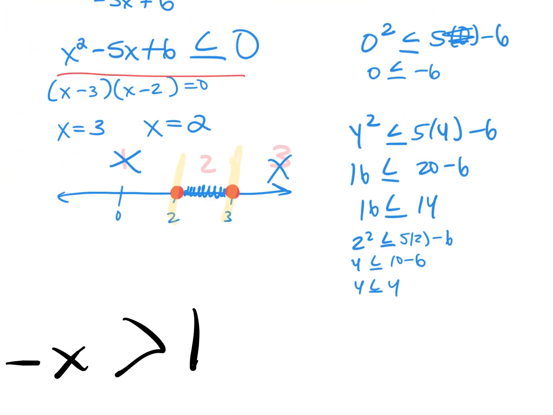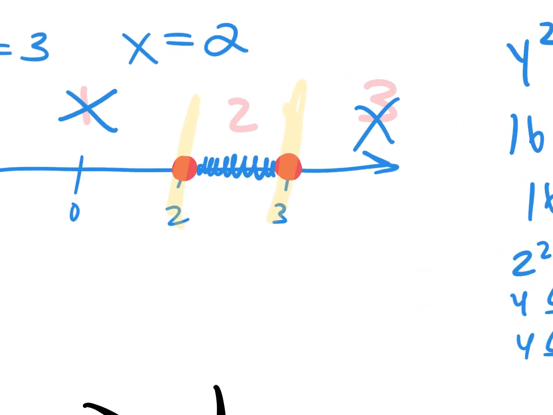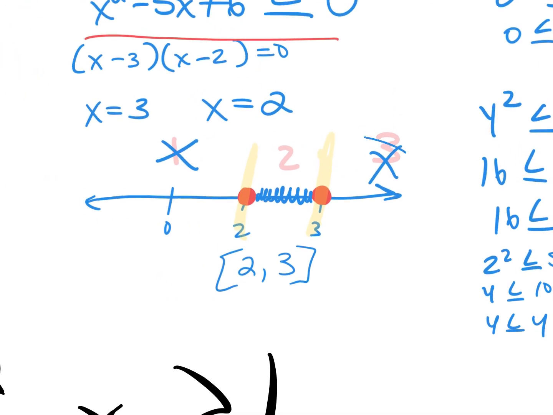Yep. Good. Now you're going to write your interval notation based upon where you colored. What's my interval notation? 2, comma, what? And what goes on both sides? Perfect. So your answer is here.